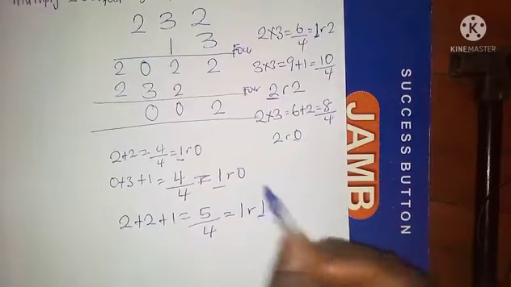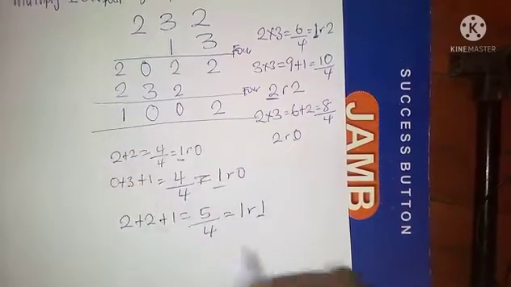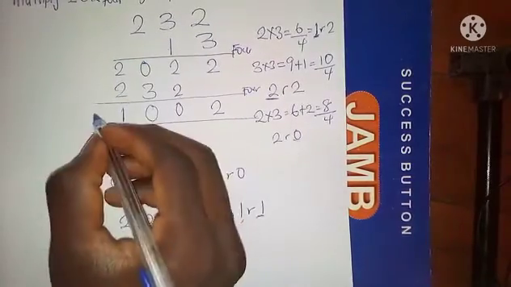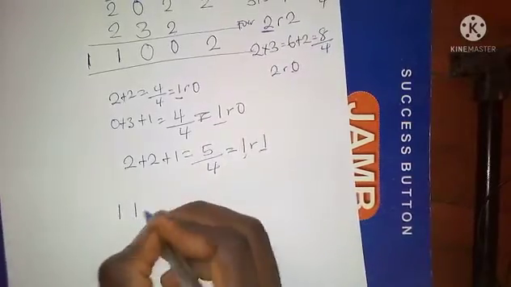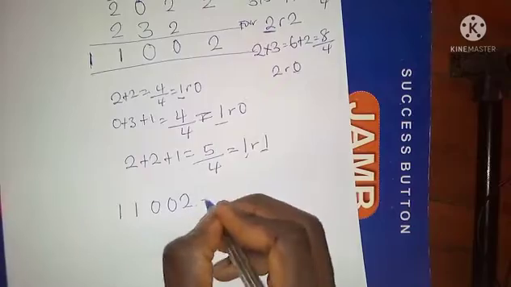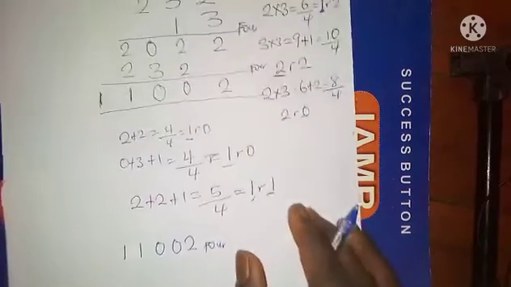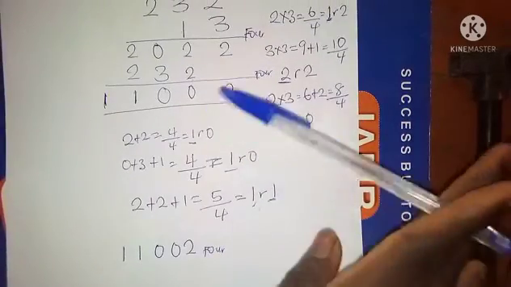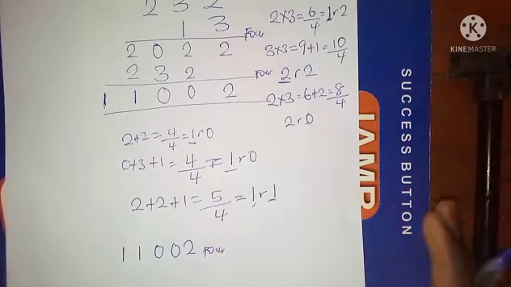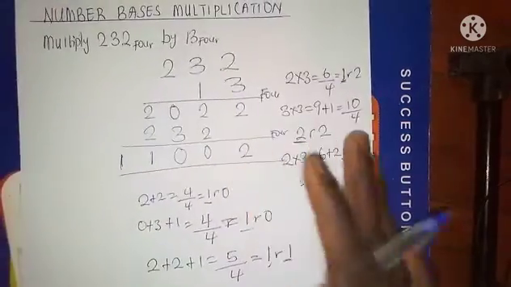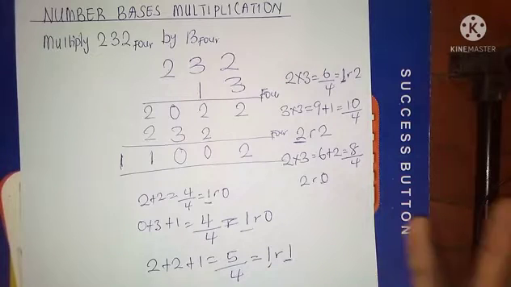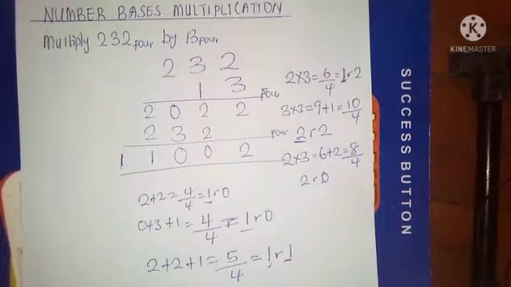So you are going to write your remainder first, 1. There's no number left, so you are going to write this 1 again. So our answer is now 11002 base 4. Even if you are given a number more than this, in any base, this is how you are going to do the multiplication, like your normal multiplication, and you add them together. So it's very simple.